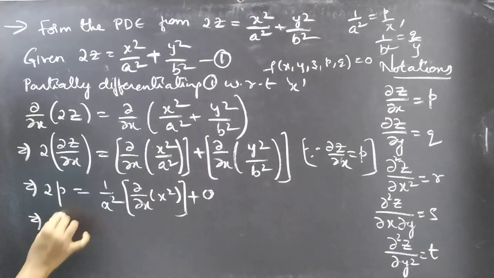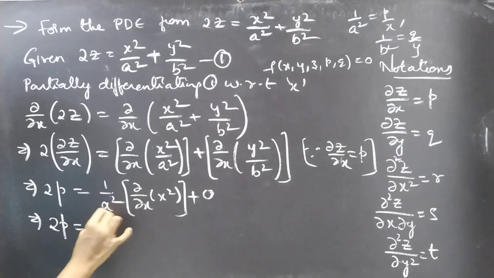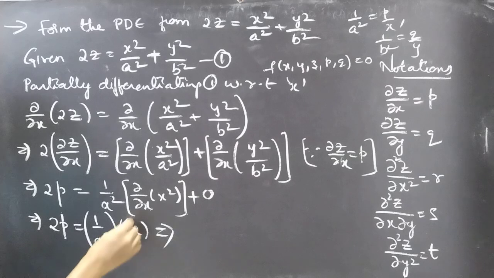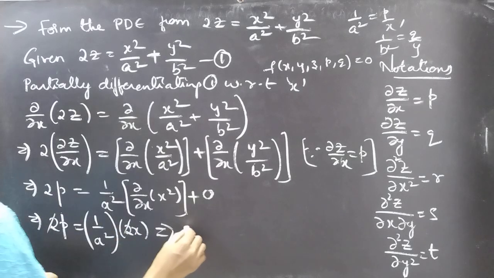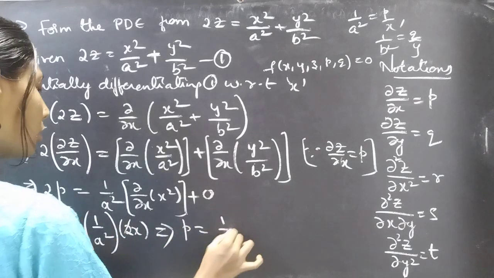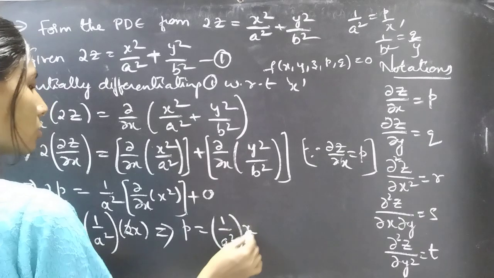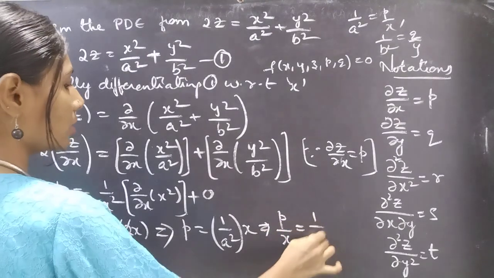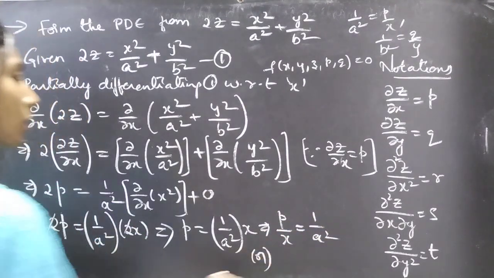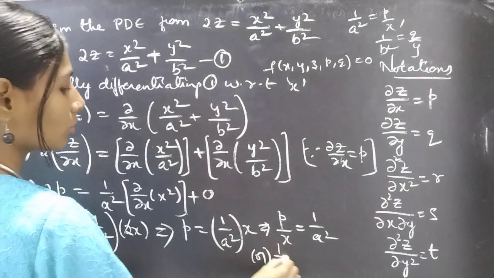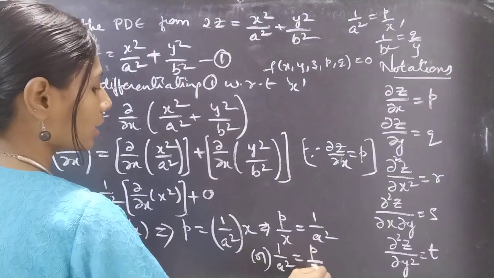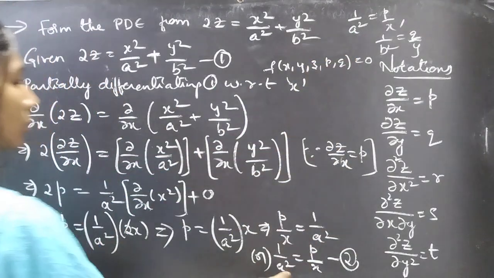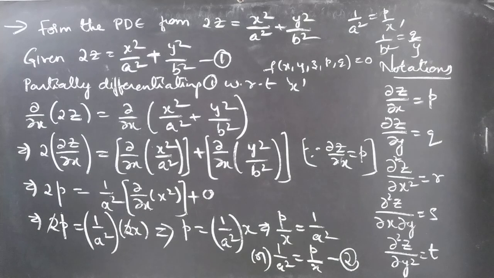This gives us 2p equal to 1/a² into the partial derivative of x² with respect to x, which is 2x. You can cancel 2 here itself. You'll get p equal to 1/a² into x. So bring this x to LHS, we get p/x equal to 1/a², or we can write this as 1/a² equal to p/x. Consider this as equation number 2. See, you got the same thing. Now partially differentiating 1 with respect to y.